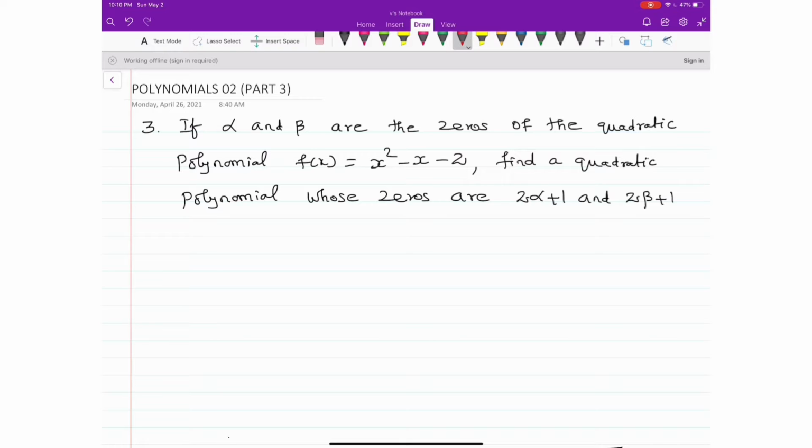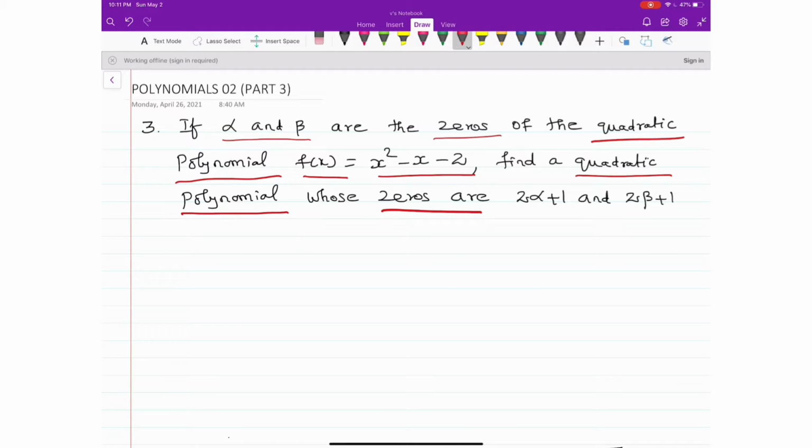Here we go. Question number 3. If alpha and beta are the zeros of the quadratic polynomial f of x is equal to x square minus x minus 2, find a quadratic polynomial whose zeros are 2 alpha plus 1 and 2 beta plus 1. This type of question is very important as far as the board examination is concerned. Let's do it now. Solution.